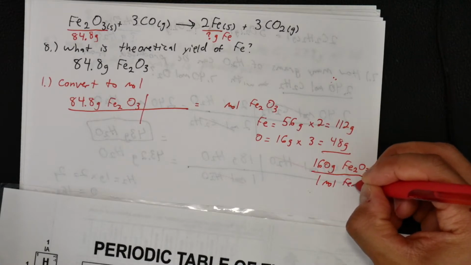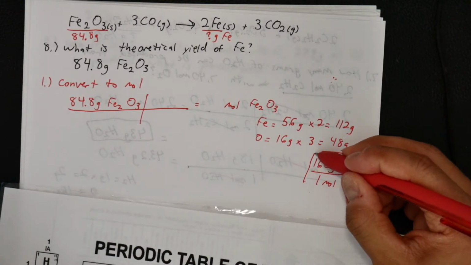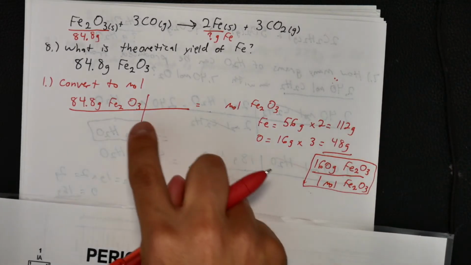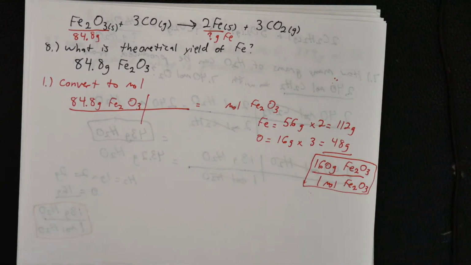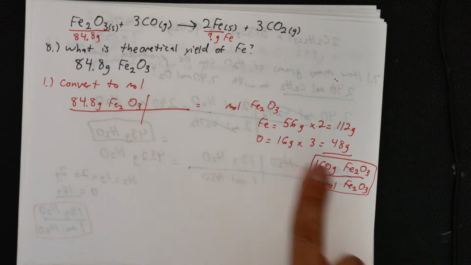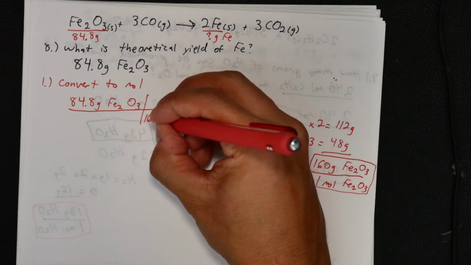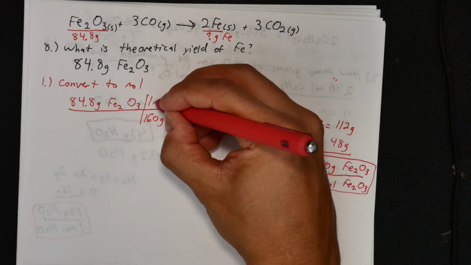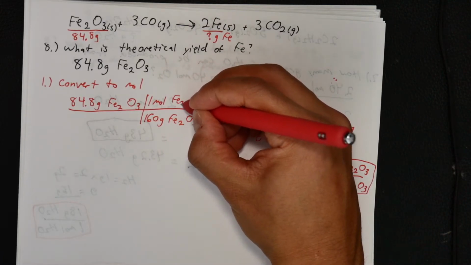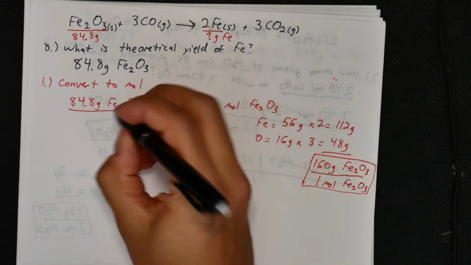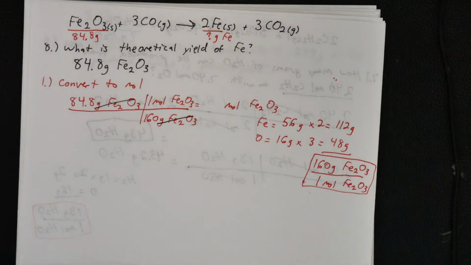All right, so here's our conversion factor. Here's what we're starting with: 84.8 grams of iron 3 oxide. We're trying to get to moles of iron 3 oxide. Since we're starting with grams, the 160 grams needs to be on the bottom of our fraction, and the 1 mole needs to be on the top. This way, grams of iron 3 oxide cancel with each other.